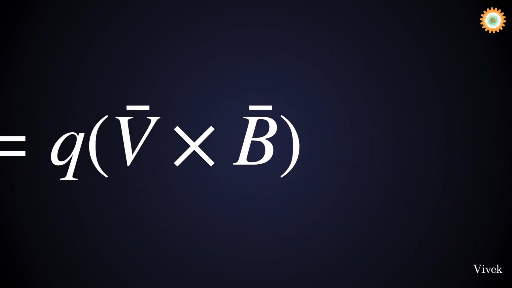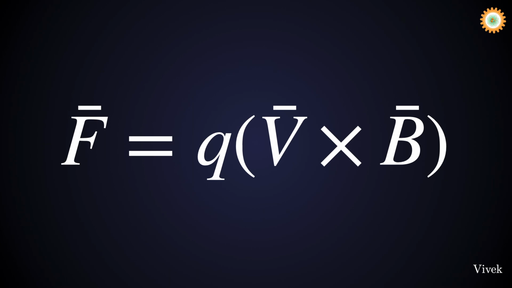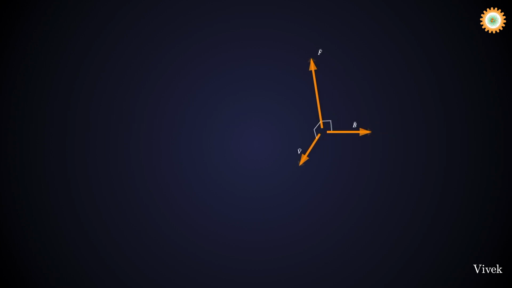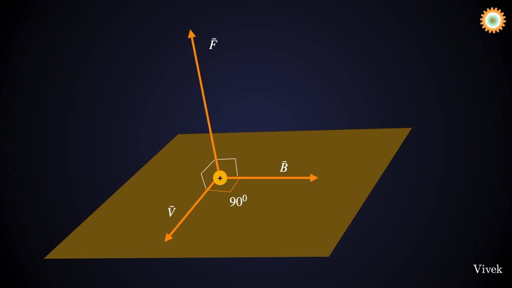It is mathematically charge times the cross product of velocity and magnetic field, given by F is equal to q into V bar cross B bar, which is equal to qVB sine theta, where theta is the angle between velocity V and magnetic field B. This force is maximum when the angle between velocity and magnetic field is 90 degrees, when F is equal to q into VB, and is 0 when the angle between them is either 0 or 180 degrees, that is parallel or anti-parallel.